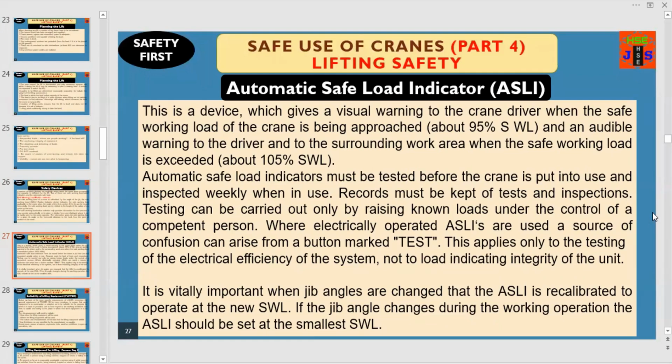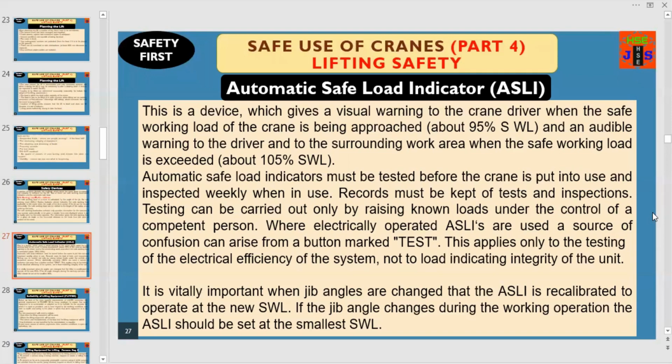If the jib angle changes during the working operation, the automatic safe load indicator should be set at the smallest safe working load. There are other safety devices such as limit switches, anti two block. When the load is lifted to the highest level and the operator wants more height, this limit switch, if it is working, automatically disengages, and the crane operator cannot continue the operation until he resets the limit switch.